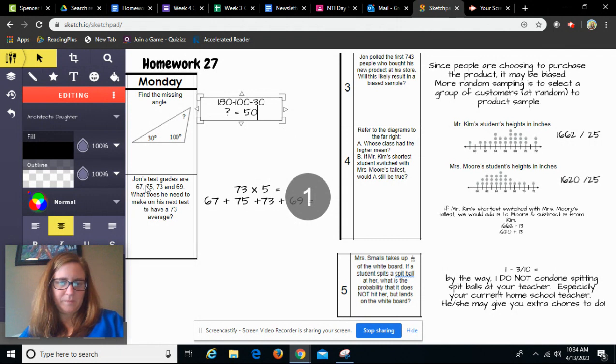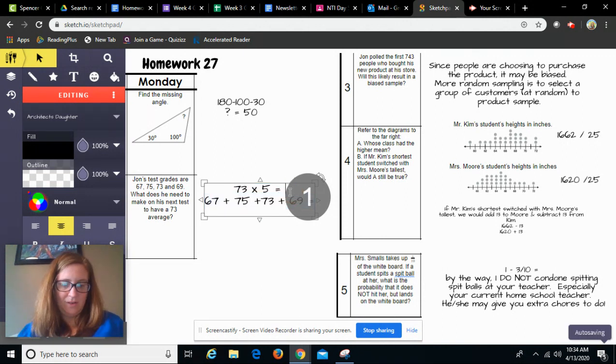Number 2, John's test grades are 67, 75, 73, and 69. What does he need to make on his next test to have a 73 average? Well, in order to get a 73 average, all 5 scores need to add up and divide by 5 and get 73. So in order to figure out what divided by 5 will give you 73, let's go ahead and multiply by 5 here. 73 times 5 is 365. So we need to get a total of 365 here.